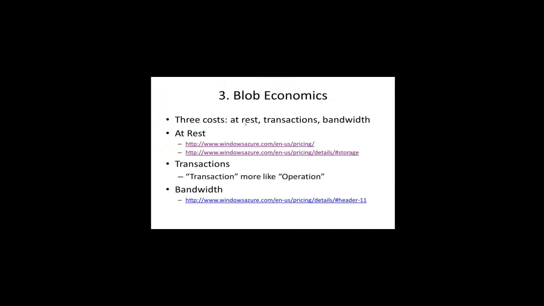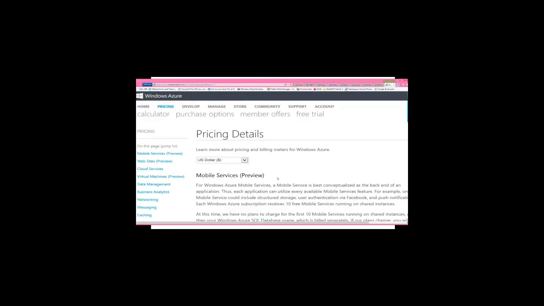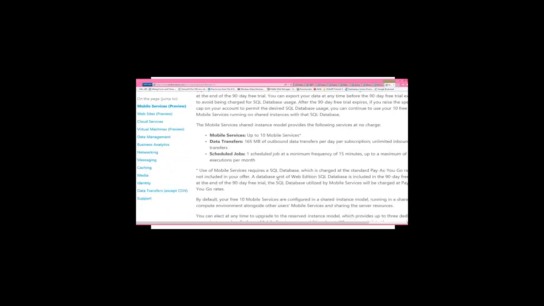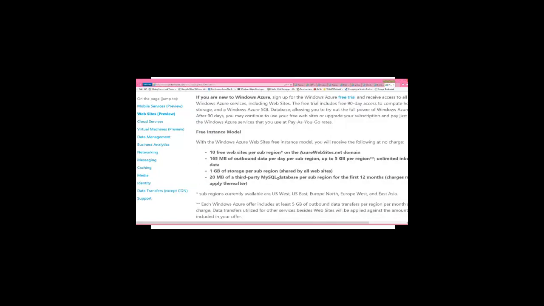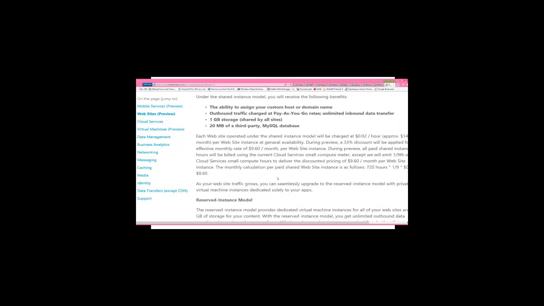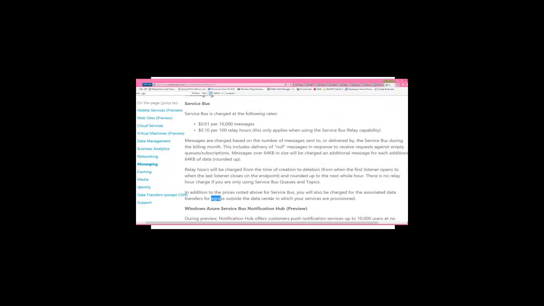And then I mentioned there were three legs in the stool: the at-rest cost, the transaction cost, and the bandwidth cost. The bandwidth is not specific to storage. You don't get charged for it as a storage cost, but anytime your data leaves the data center, there's a cost. You can transmit data into the data center for free, but when your data leaves the data center, you pay a per gigabyte cost. Let me look for egress.